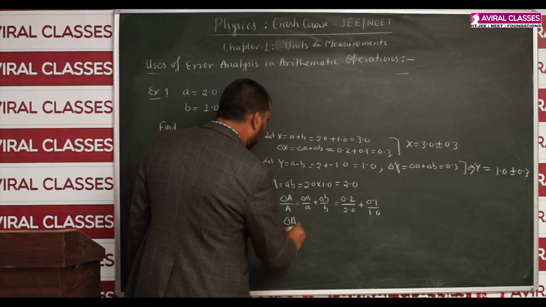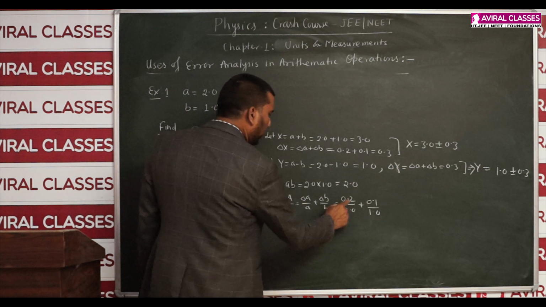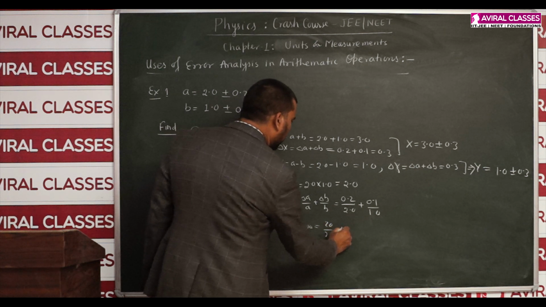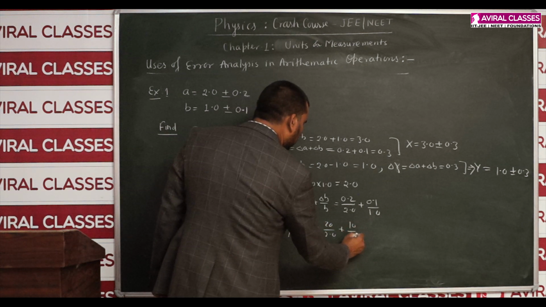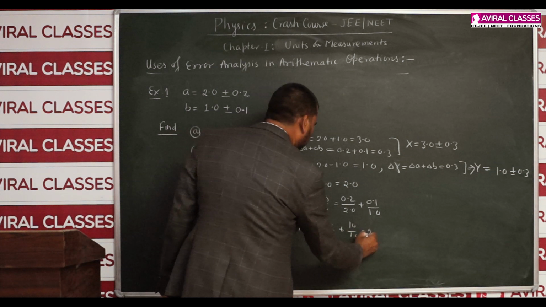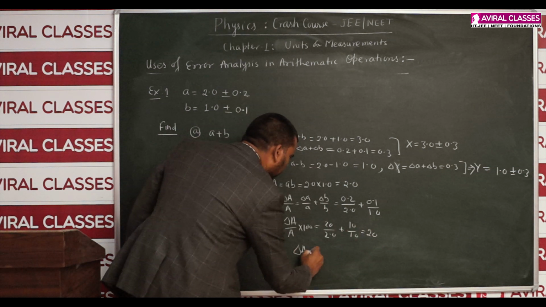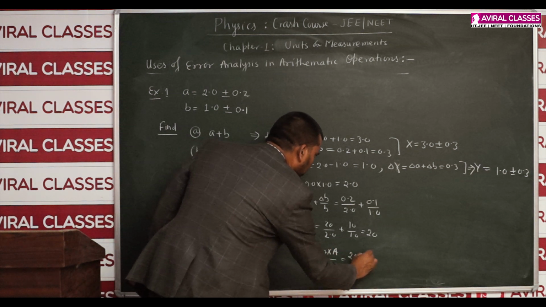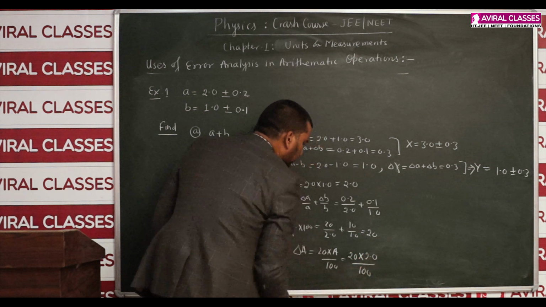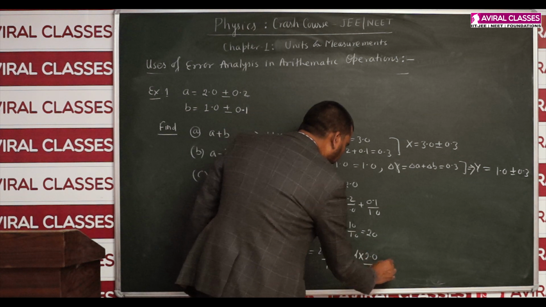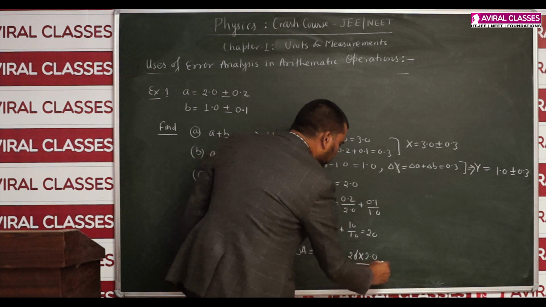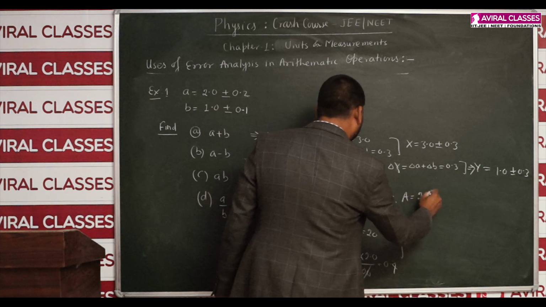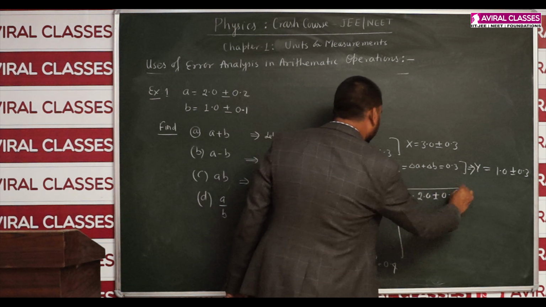So percentage error here, it will be multiplied by 100. So 0.2 into 100 is 20, 10 upon 1. So it is 20. So delta A is 20 into A upon 100. A is 2.0. It is 0.4. So A is 2.0 plus minus 0.4.